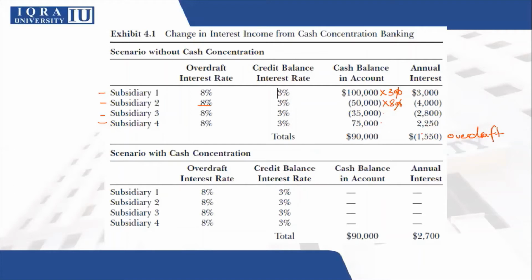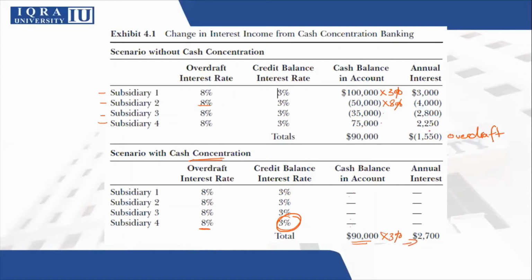Instead of that, it would have been more feasible if they had merged all of their accounts. Over here you can see, because you have used cash concentration, each of the subsidiaries does not have its own separate balance. Instead, you have merged all of the balances and you have this 90,000 total. Now this is a positive amount, and the 3% credit balance rate will be applied on this, and you will have a positive amount.